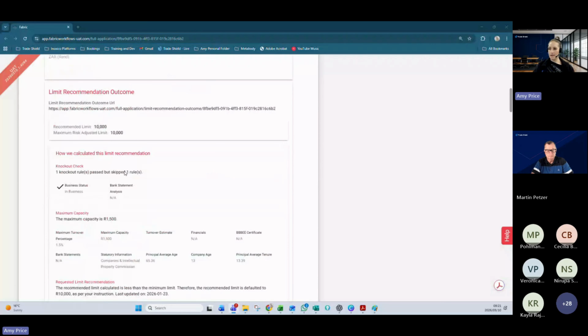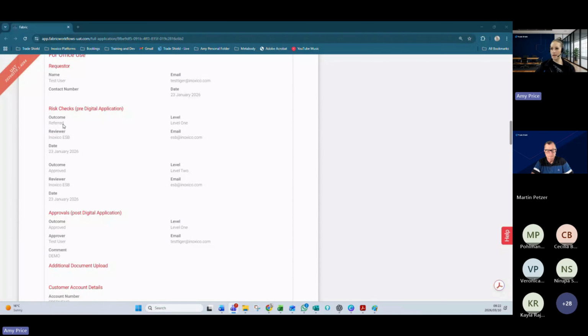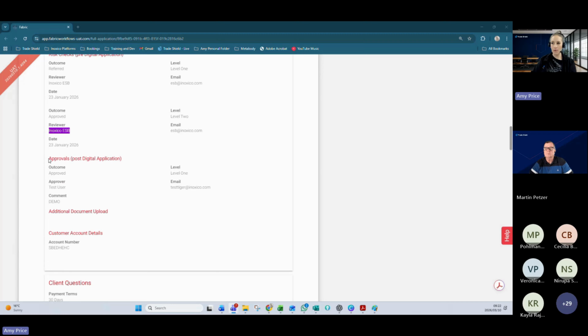Okay. So here we're going to want to have a look and see, if we scroll down, we're going to want to look and see under the risk checks, who did what. And if it says Inoxico ESB, that means that TradeShield was the one who went and did the check, which means it didn't fail any knockout rules. And if it did, then the person would have made a comment. Then here we can see what the previous approvers have said. So for example, this is approver level 1, and they made a comment that just said demo.